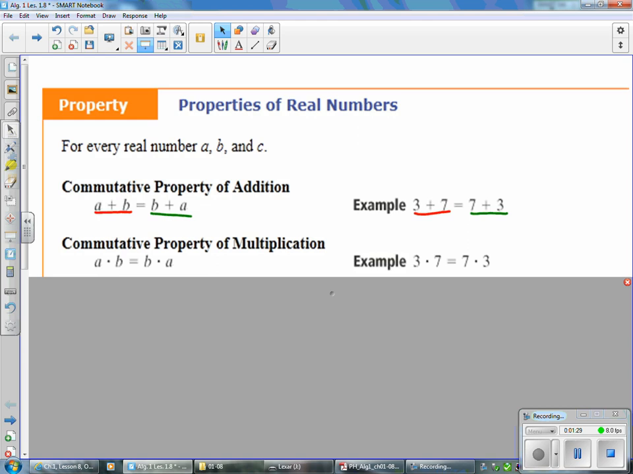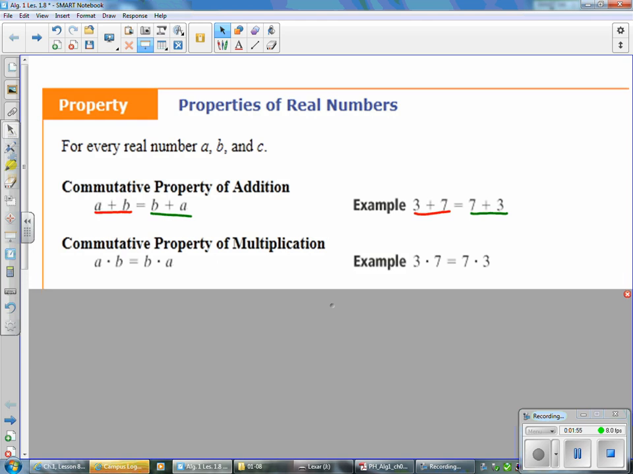We also have a commutative property of multiplication. Commutative property of multiplication says that if I have any numbers times each other, I can flip the order. 3 times 7 is the same thing as 7 times 3. Notice how, depending on the operation, we write of addition or of multiplication, so we know specifically what we are commuting, because subtraction and division, you cannot commute.